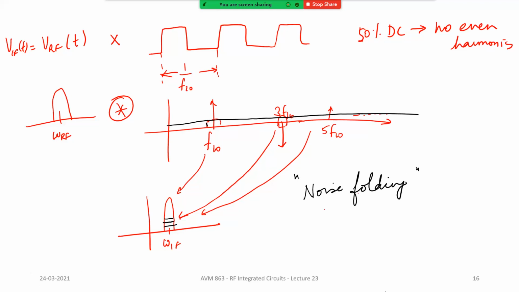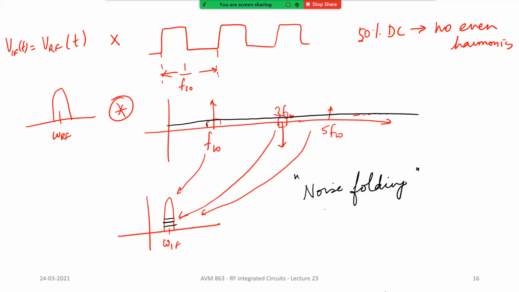Especially when you use square wave signals. For most modern transmitters and receivers, the LO signal is not a sinusoid. Typically it is a square wave signal, because the whole thing is achieved using switching, and switching is defined as a multiplication with the square wave, right? So you are going to get this problem of noise folding. That is something that you should be aware of.